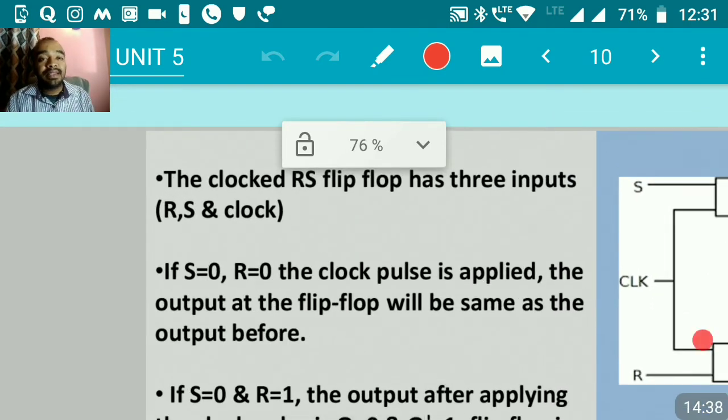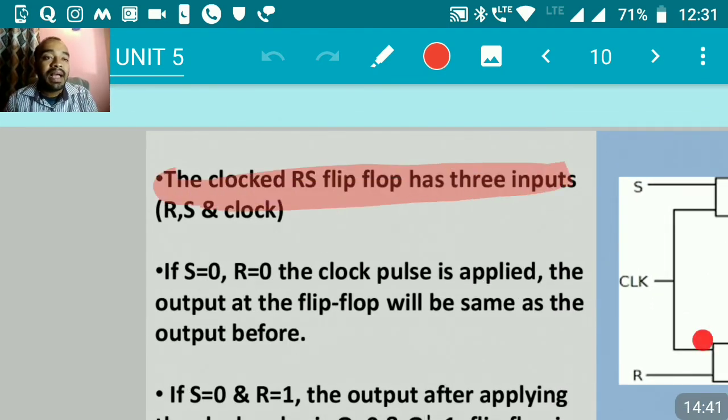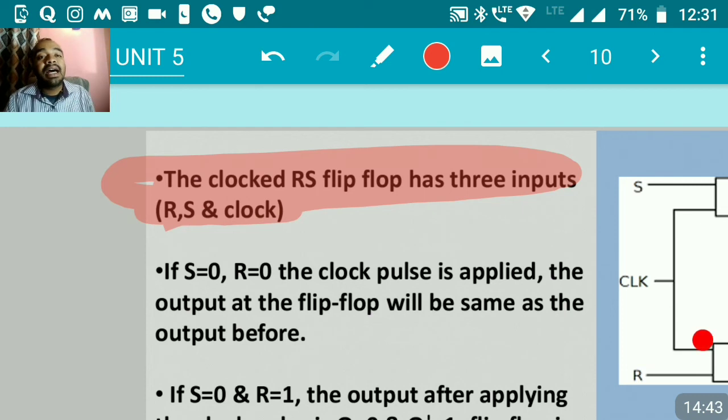the first point, what he says here: the clocked RS flip-flop has 3 inputs, R, S and clock, and you can extend the answer like the clocked RS flip-flop has 3 inputs and it is having 2 outputs. What are the outputs? Q, Q bar. Finish. Your first point is over.